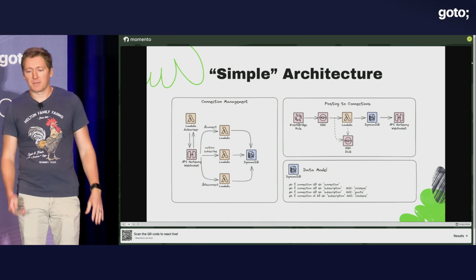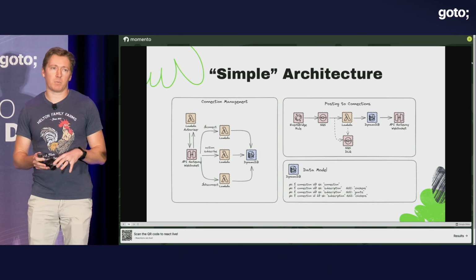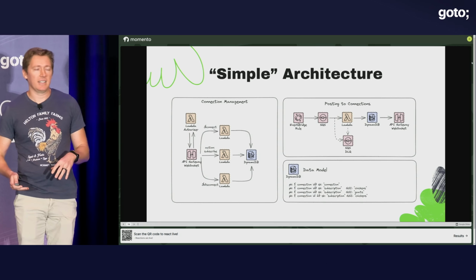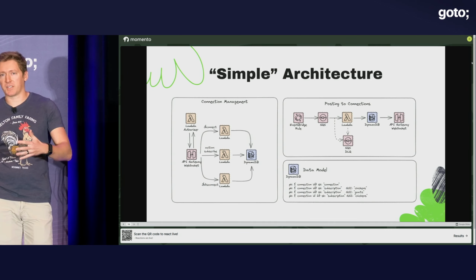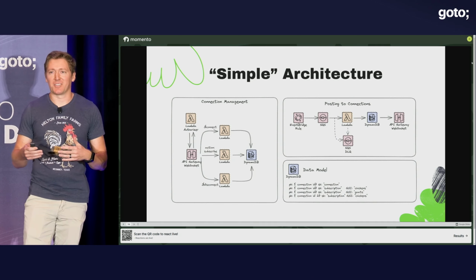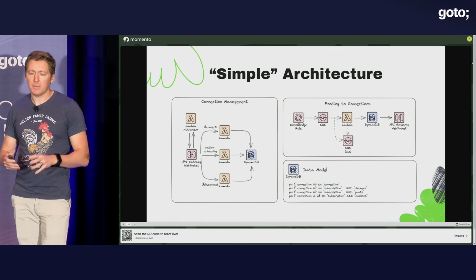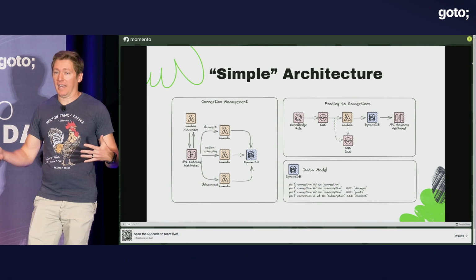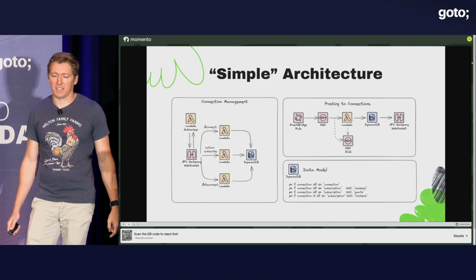So on the left-hand side of the screen, you see the connection management portion of a WebSocket system. As simple as I can make it, you have your connect and disconnect Lambda functions, which are triggered when somebody actually connects or disconnects to your WebSocket. And then you have another action in there for basically subscribing to topics. Now, WebSockets themselves don't have the concept of topics, so you kind of have to build that in yourself.